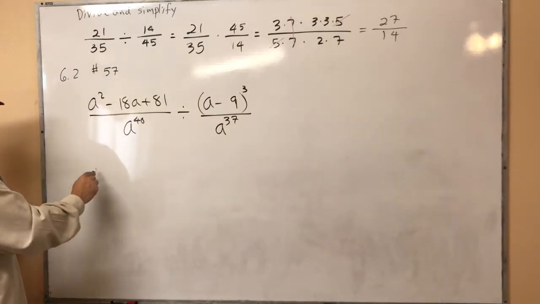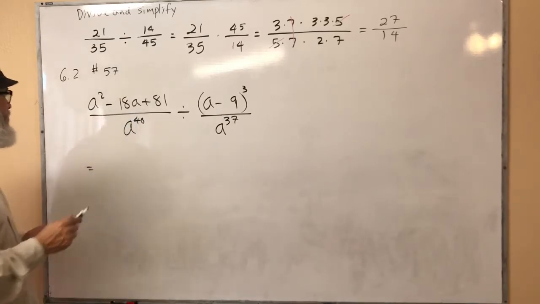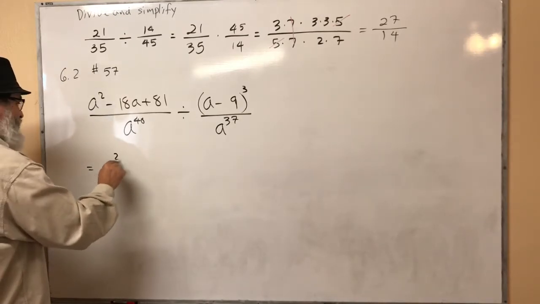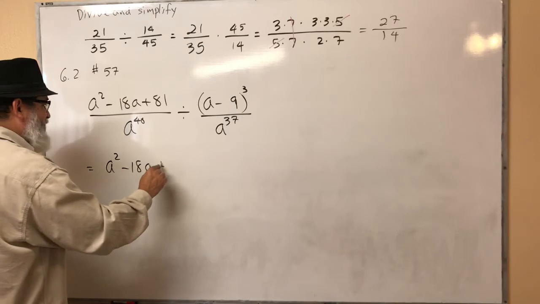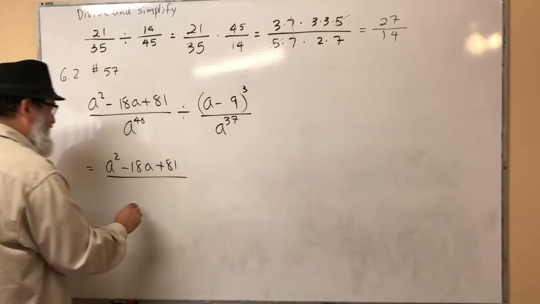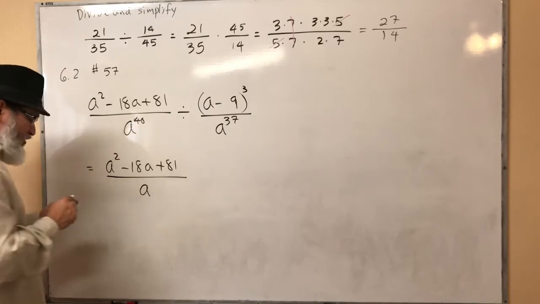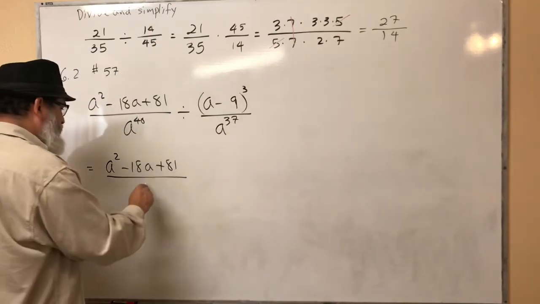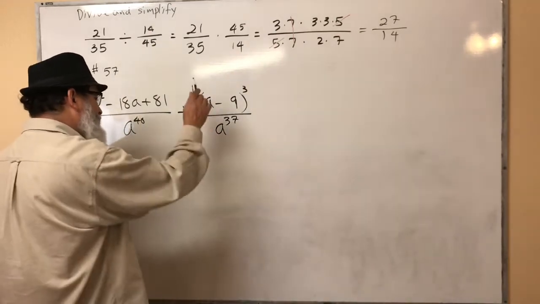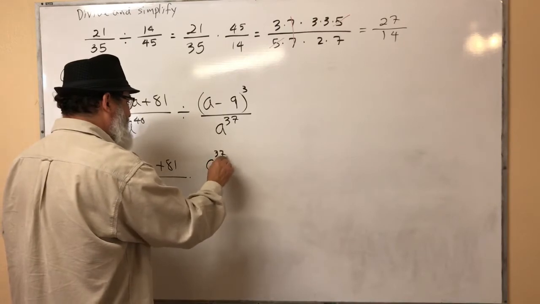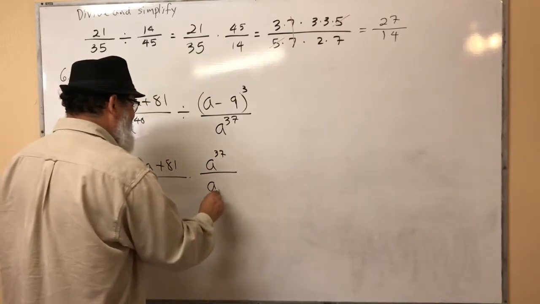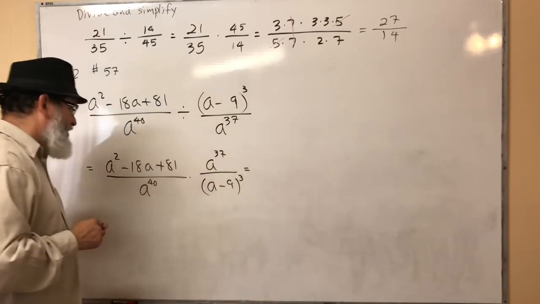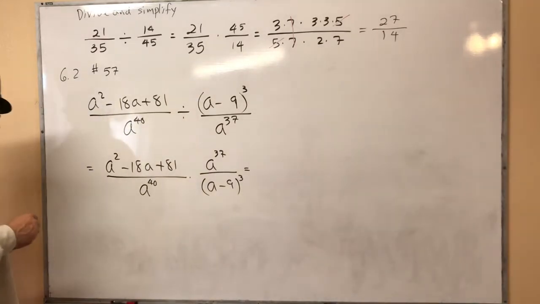Okay, no problem. Let's go below. So let's multiply by the reciprocal: a squared minus 18a plus 81 divided by a to the 40th, times, this goes up, a to the 37th divided by a minus 9 to the third. Okay?